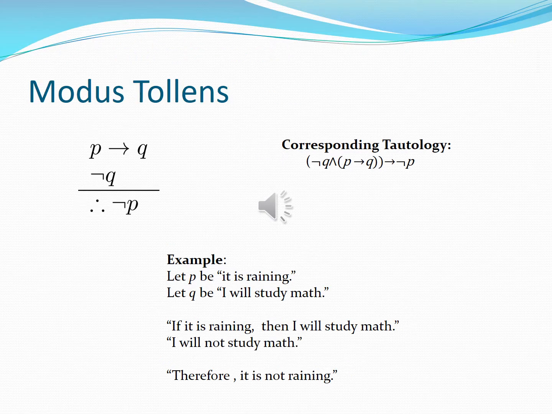Modus tollens. For instance, you have an argument as such: if P then Q, not Q, therefore not P. Example: let P be, it is raining. Let Q be, I will study math. So using modus tollens, if it is raining, then I will study math. I will not study math, therefore it is not raining.